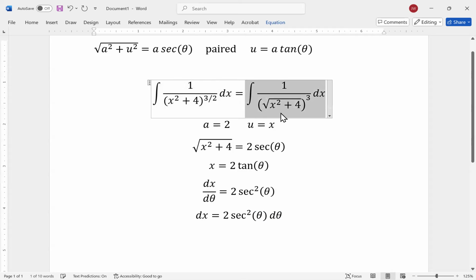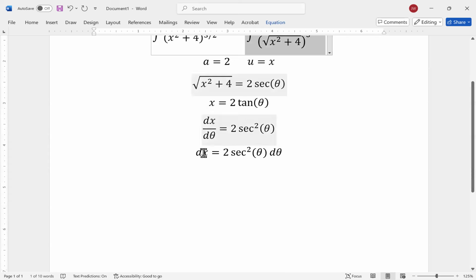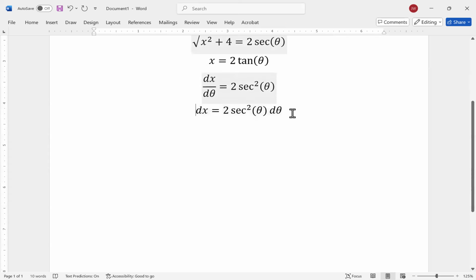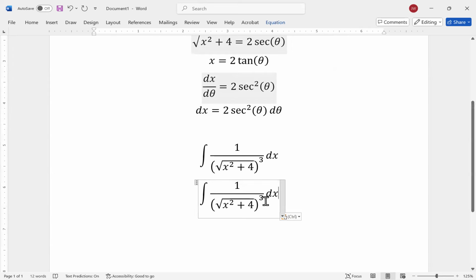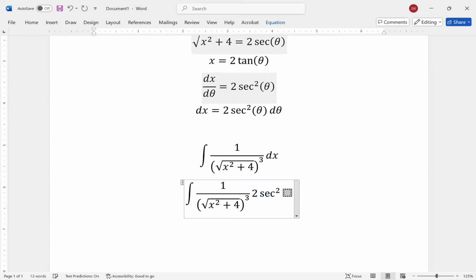So think about what that means in terms of my integration. Now we're going to do substitution. The dx gets exchanged with a 2 times secant squared theta, d theta.